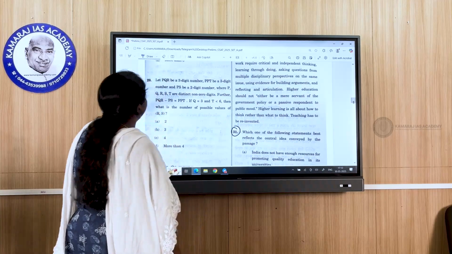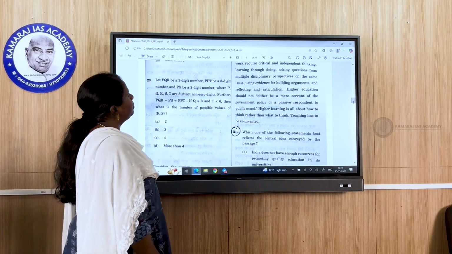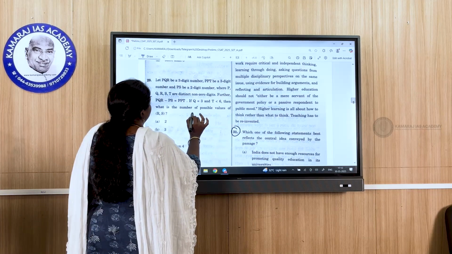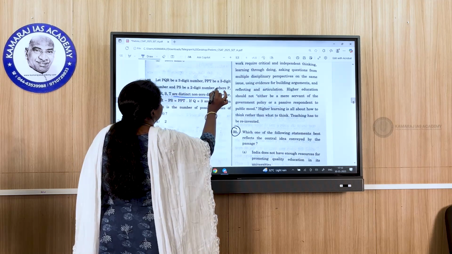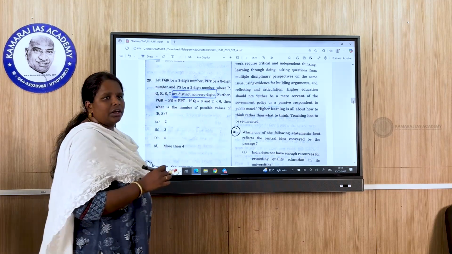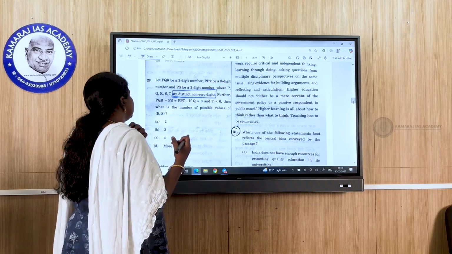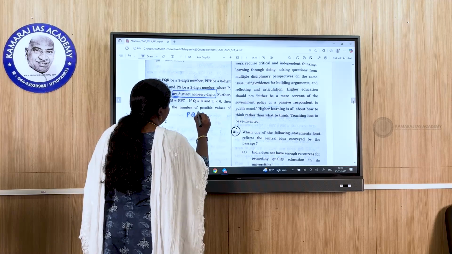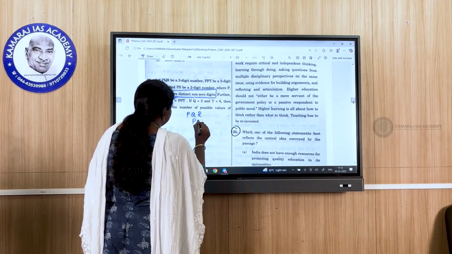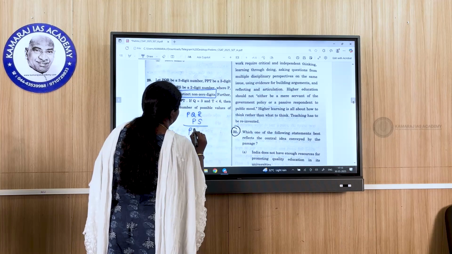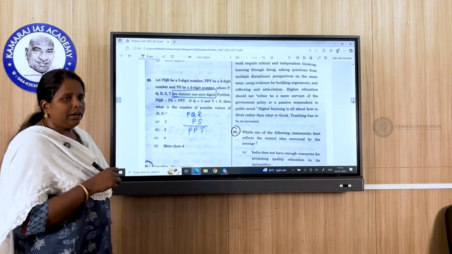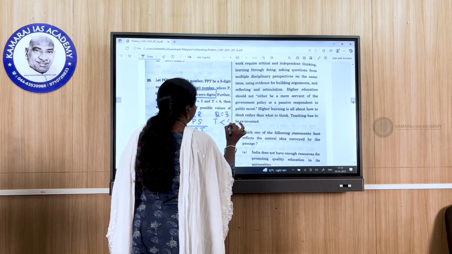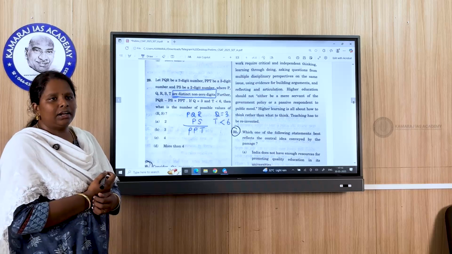Now, PQR be a 3-digit number and PPT be a 3-digit number and PS be a 2-digit number. But see here, PQRST are distinct non-zero digits, right? It should be distinct non-zero digits. Further, PQR minus PS will give you PPT. And the value given here is Q is equal to 3 and T should be less than 6. These are the conditions we have, right?